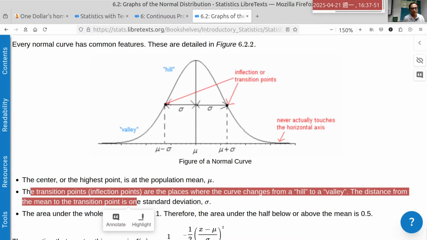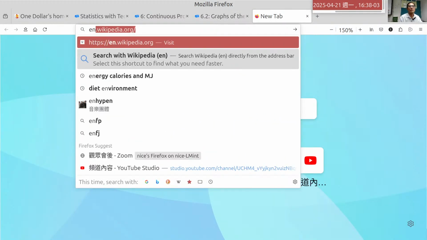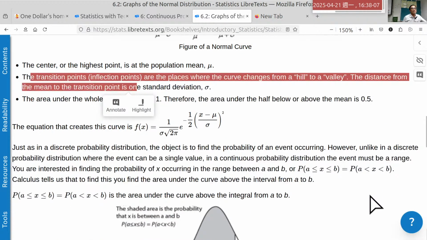Let me draw it. Oh, sorry. Okay. Maybe this one is not important. Maybe I can skip it.